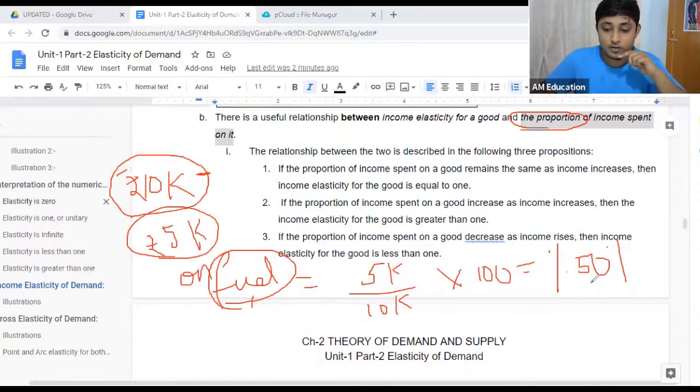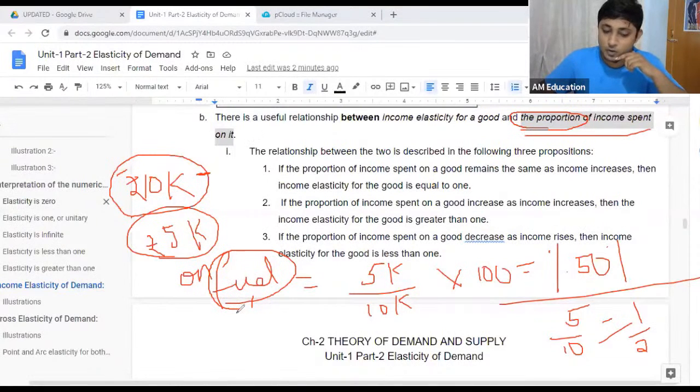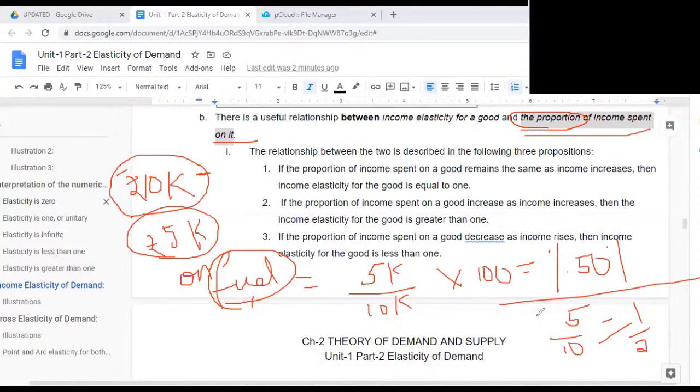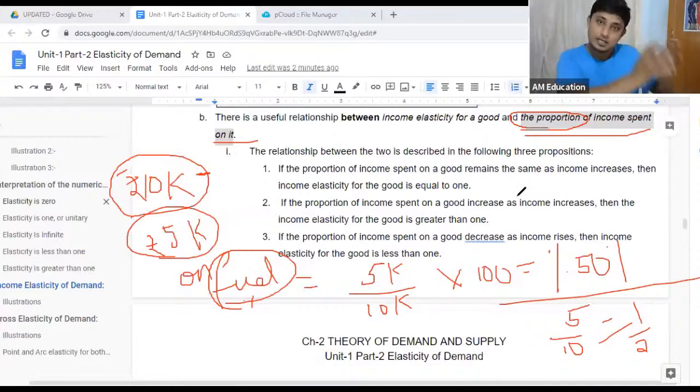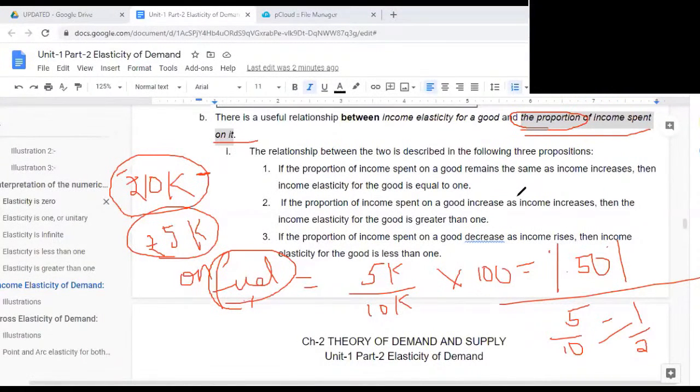And if I want it in fractions, how much is it? 5 by 10 is half of it. So how much portion of income is spent on fuel in this example? 50%, right? So this is what he wants us to compare. What is the income elasticity of that product? Here, that product is fuel. Take its income elasticity, and take the proportion of income that is spent on that product, on fuel.